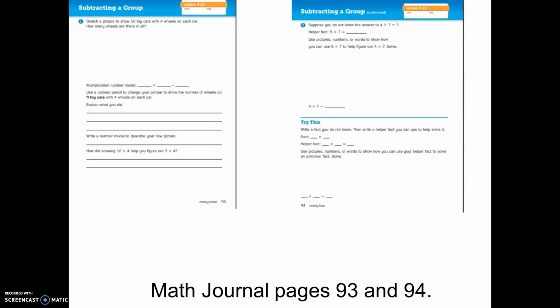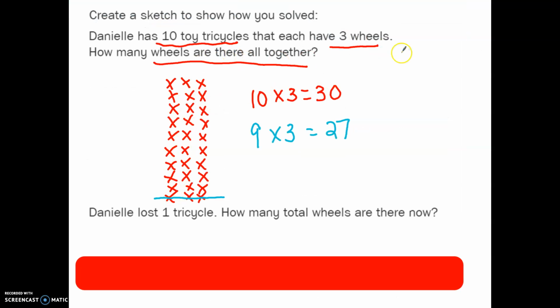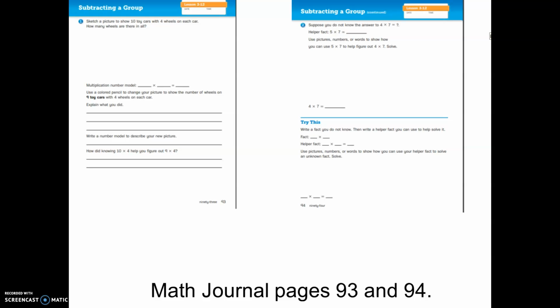For your work today, just like yesterday, you are going to work on subtracting a group or subtracting a row. Math Journals, pages 93 and 94. You're going to, for number 1, sketch a picture to show 10 toy cars with 4 wheels on each car. So you could do it like we did here with our 10 tricycles. Just make a row of 10 rows going down and 4 X's in each row. How many wheels are there? Write your number multiplication model.